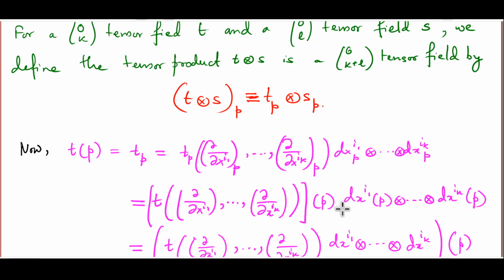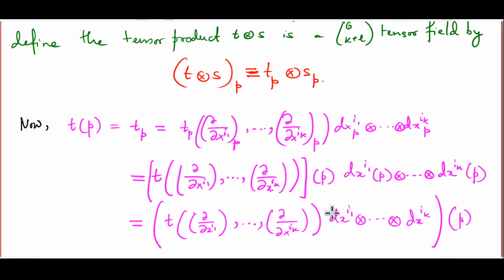Of course, when I say multiplied, I really mean contracted, because it's not only multiplied, you are also going to sum over all these repeated indices. But by the definition of a function multiplying a tensor field, we see this is nothing but the function T acting on the vector fields ∂/∂x^i1 through ∂/∂x^ik multiplying the tensor product of dx^i1 through dx^ik. So I am actually using both the definition of the tensor product and the definition of a function multiplying a tensor here. This whole thing evaluated at the point.